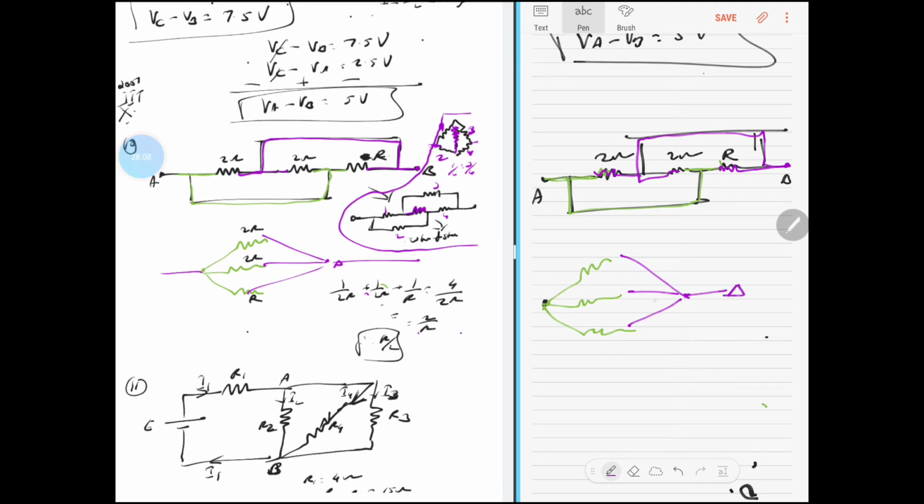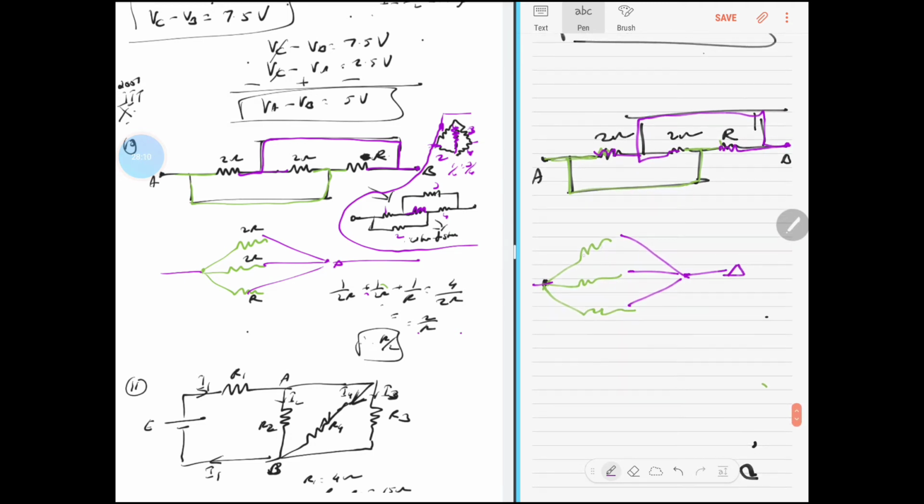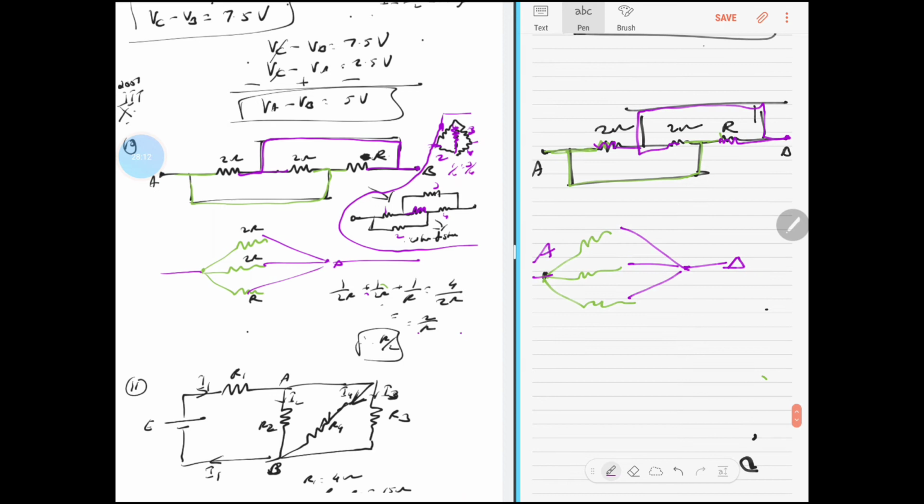And therefore, this is terminal A and this is terminal B. Reconstructing this drawing leads you to this kind of a drawing, and all the 3 are in parallel. Would you have thought of it looking at this diagram? It's hard. So it's 1 by 2 plus 1 by 2.